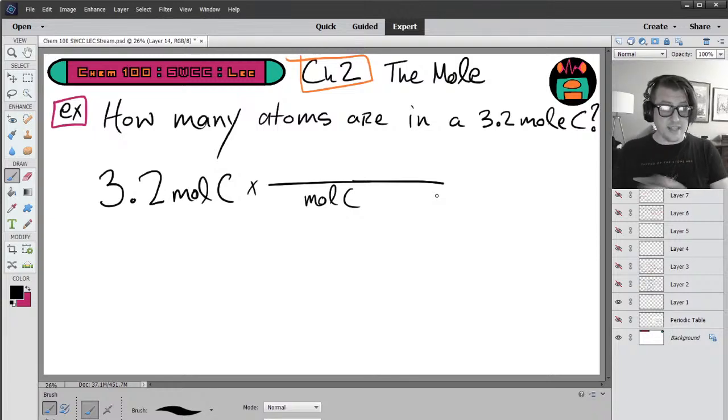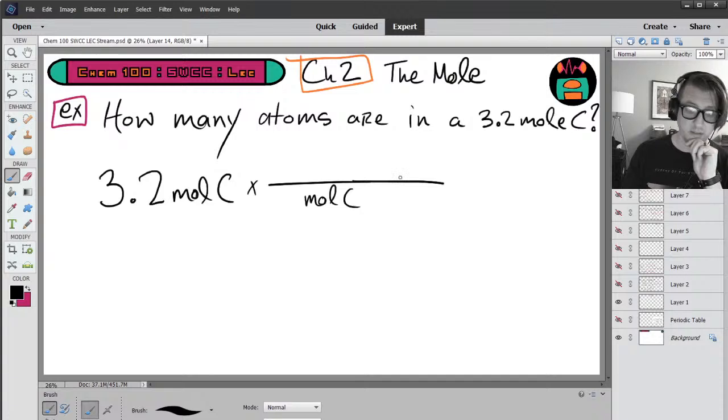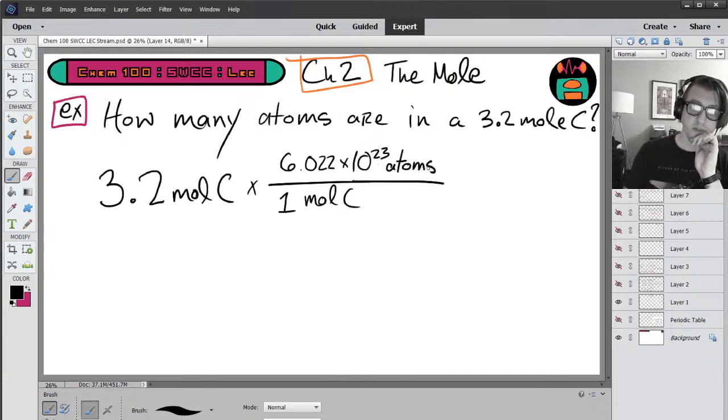Those things could be anything. It could be donuts. Wouldn't that be a party? It could be shoes, as in the case with our shared walk-in closet. Or it could be atoms. So we could say 1 mole of carbon has 6.022 times 10 to the 23rd atoms of carbon.